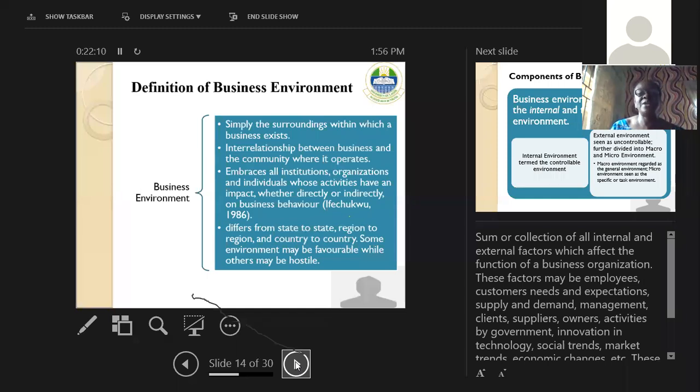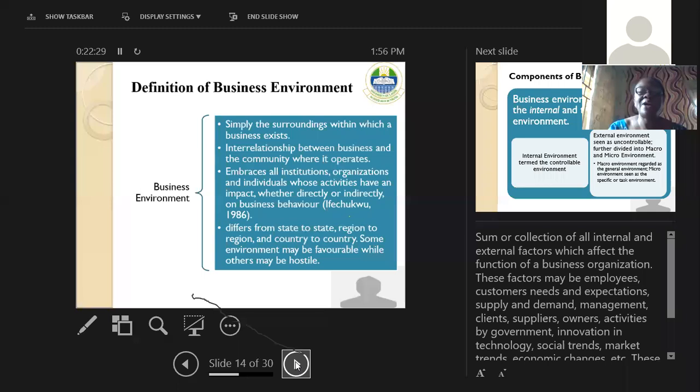Business is not different. Business still faces those surroundings within which they operate, their relationship with the community where they operate, all the institutions, organizations, individuals whose activities have an impact, whether direct or indirect, on business activity.